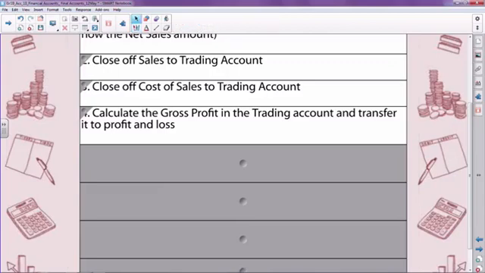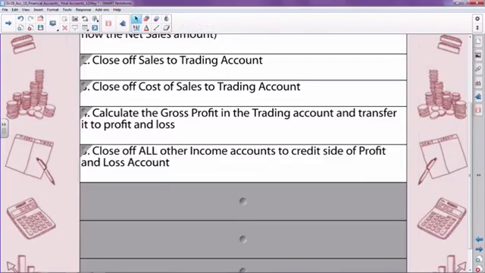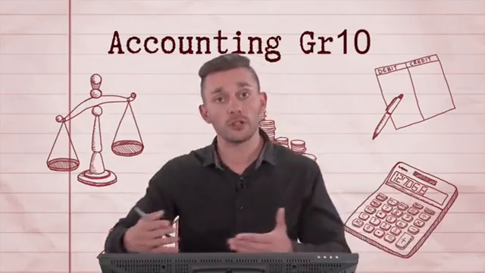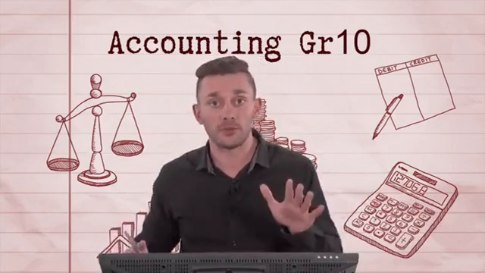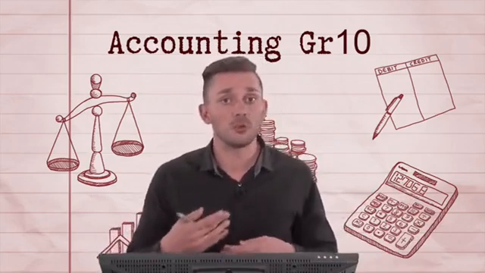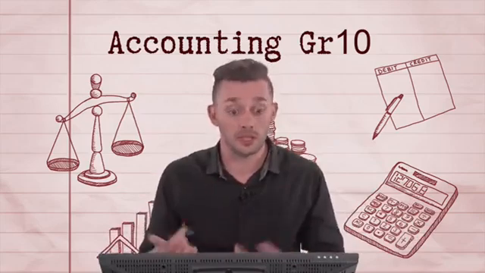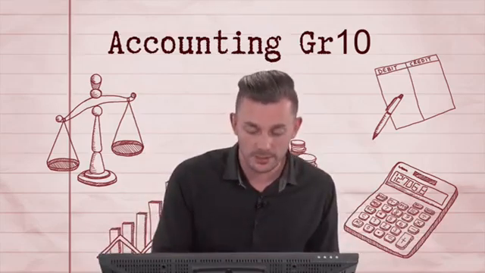Step number 5 there, close all your income to the profit and loss account. So again, all the income on the credit side needs to be going to the debit side and then transferred to the profit and loss on the credit side, step number 5. And you can have 5 incomes, you can have 10 incomes, you can have 2 incomes.